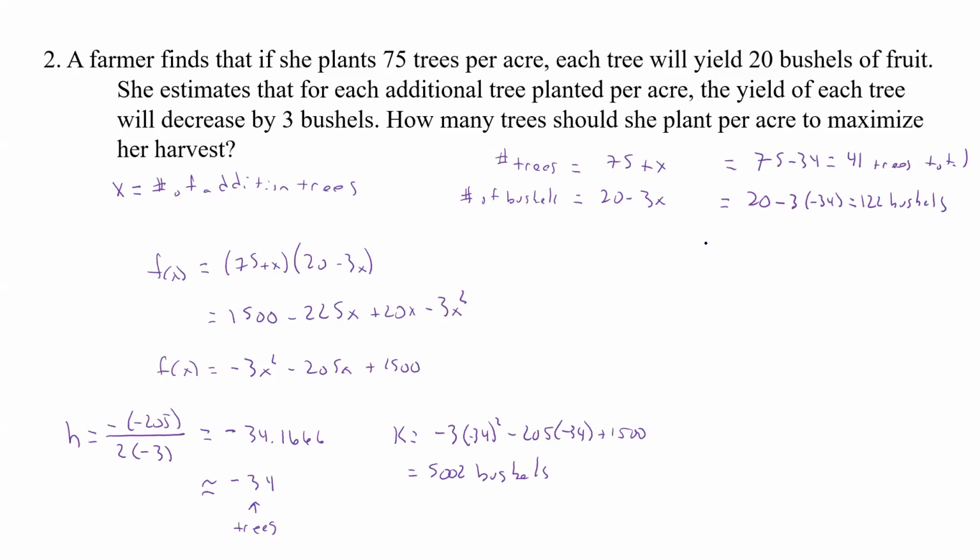So our total bushels is 41 times 122, and that's equal to 5,002 bushels. And that's what we found down here for our K. So our H was what we needed to find the number of additional trees. So we actually had to do a subtraction to get to the number of trees total, which is 41. But all that was included into here. So we have 41 trees total, 122 bushels per tree for a total of 5,002 bushels. And we found that with our K, we knew it was going to be 5,002 bushels, and we had to take that H and add it to the 75 to get the total number of trees.